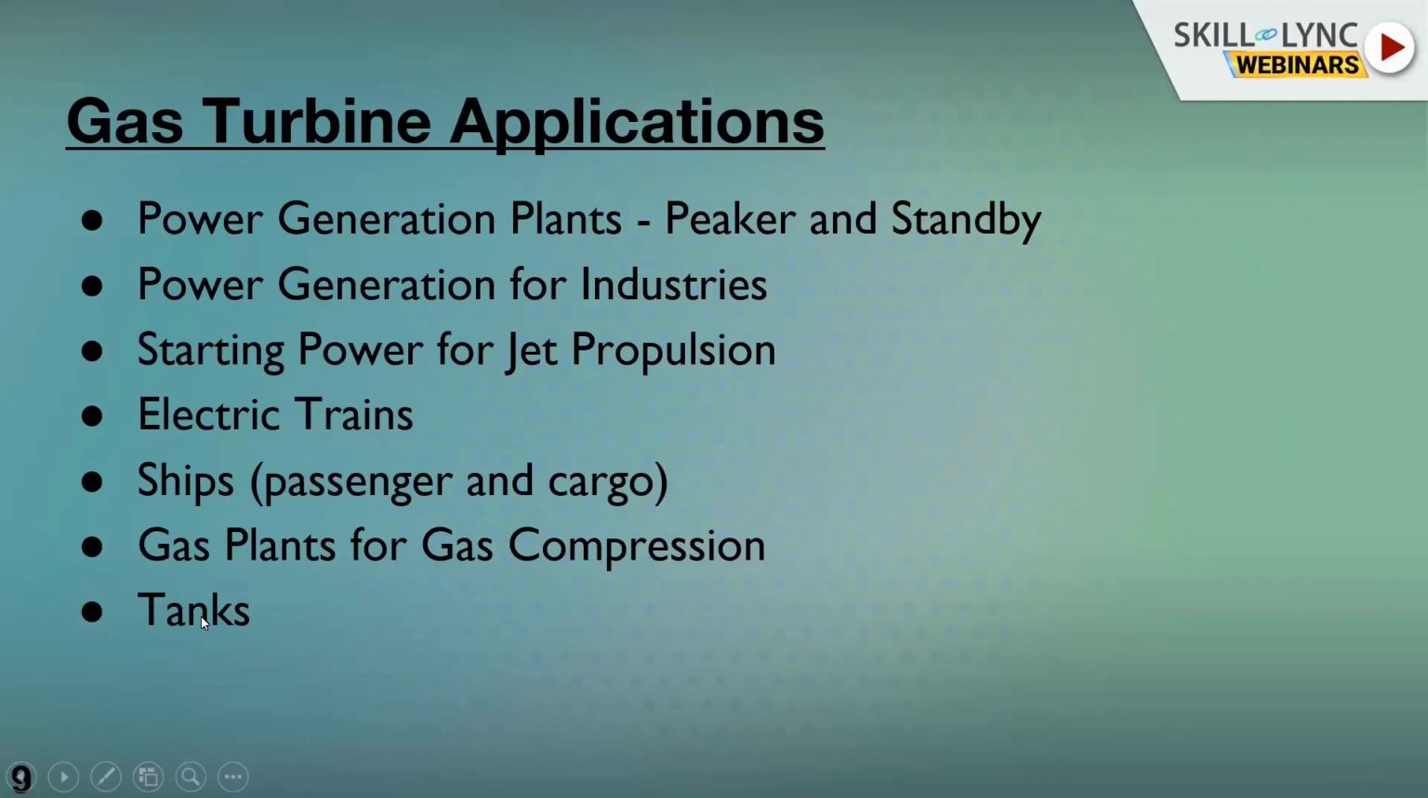Okay, and then tanks. In some of the military tanks that you see, if you get into some detail, you can see that some of the tanks also use gas turbines. So instead of using reciprocating engines, if gas turbines are used, they provide quicker thrust, or quicker power, to operate these tanks.